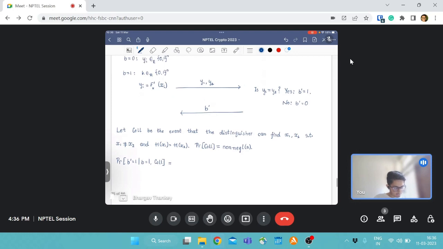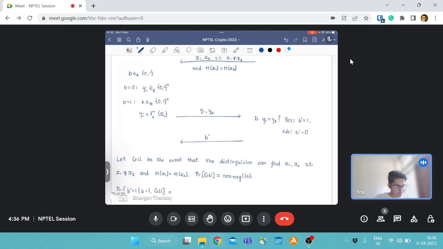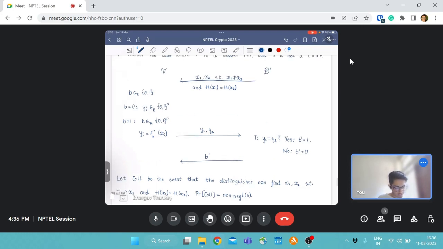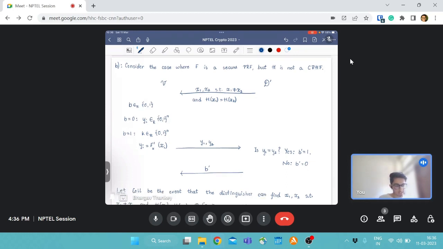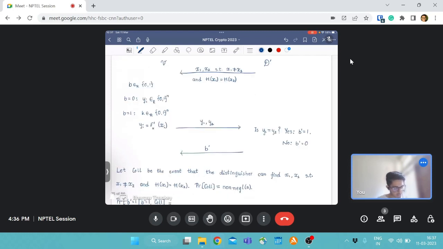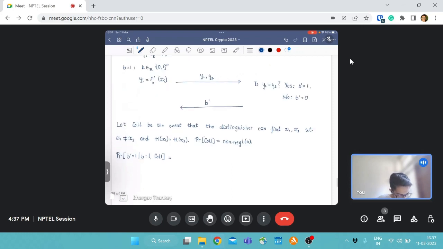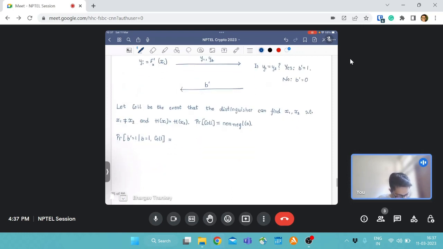When x1 and x2 are such that h of x1 equals h of x2, what is f prime k of x1 and x2 going to be? Well, f prime k of x1 and x2 is just fk of h of x1 and fk of h of x2. So if h of x1 and h of x2 are the same, then f prime k of x1 is going to be the same as f prime k of x2. In that case, y1 would be equal to y2 and the check would succeed. So this happens with probability 1.